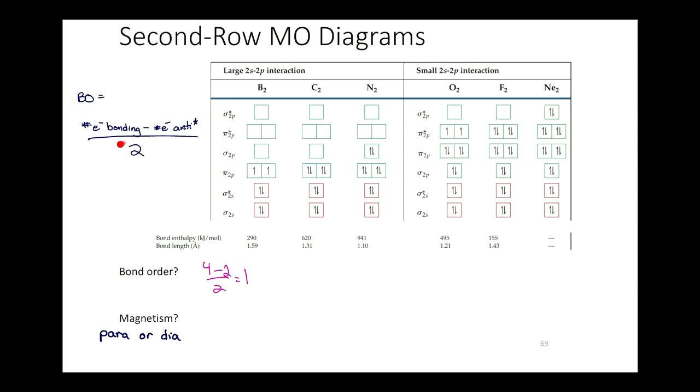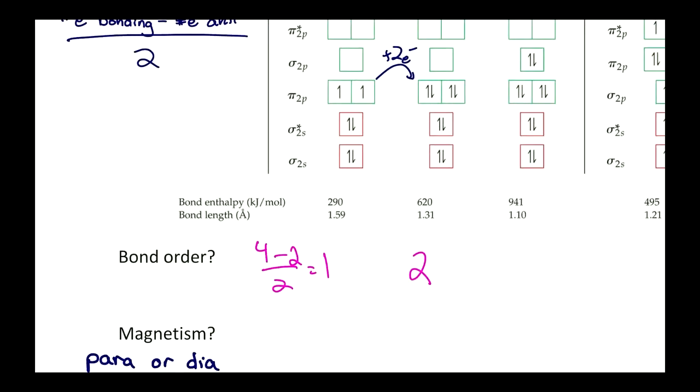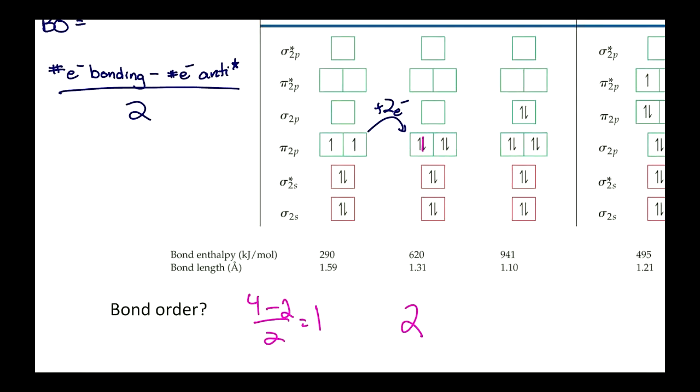Same equation. How many bonding electrons? There's 4 bonding electrons, 0 antibonding, divided by 2. The bond order is 2. But let's think about it a little bit differently. To go from diatomic boron to diatomic carbon, don't we add 2 electrons? Where did those 2 added electrons go? Can we locate them? Didn't we put them like here and here?